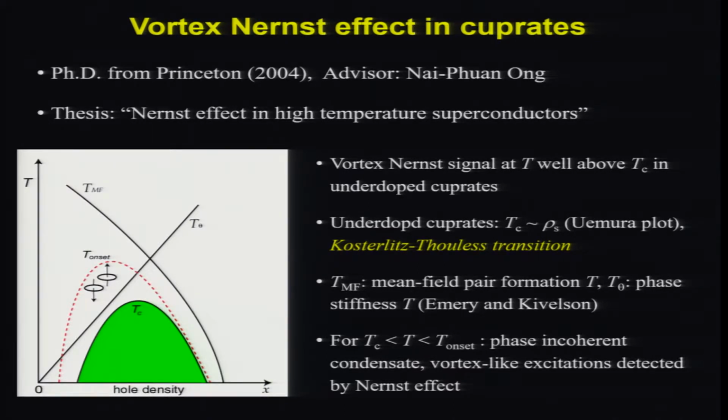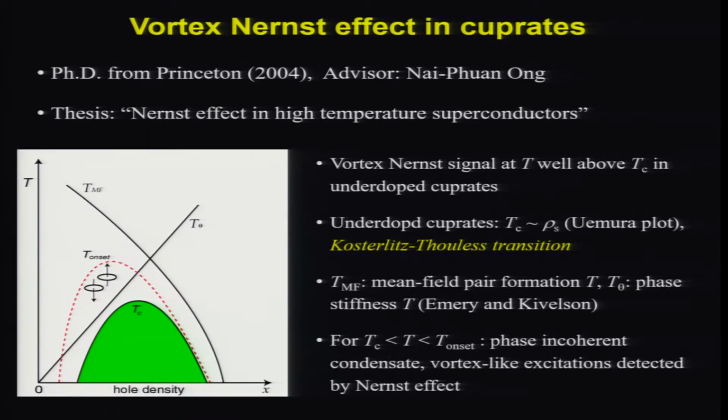So it's very similar to what Professor John Reppy taught the other day about superfluid helium. That's a strong indication that the phase transition is the KT type. In this regime of the phase diagram, we have a very high pairing temperature and a very low phase stiffness temperature, so there's a wide range of temperatures where there is pairing but without long-range phase coherence. We found vortex-like excitations by using the Nernst effect. And I think Professor Randeria mentioned some of this work in his talk on the first day of the workshop.